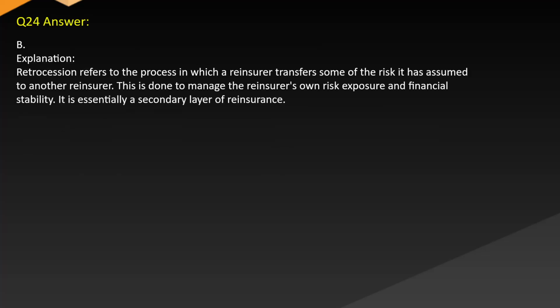Answer B. Explanation. Retrocession refers to the process in which a reinsurer transfers some of the risk it has assumed to another reinsurer. This is done to manage the reinsurer's own risk exposure and financial stability. It is essentially a secondary layer of reinsurance.